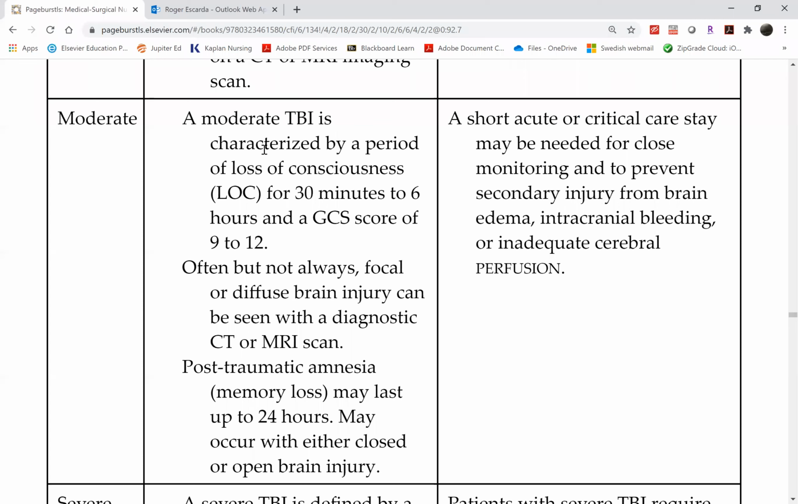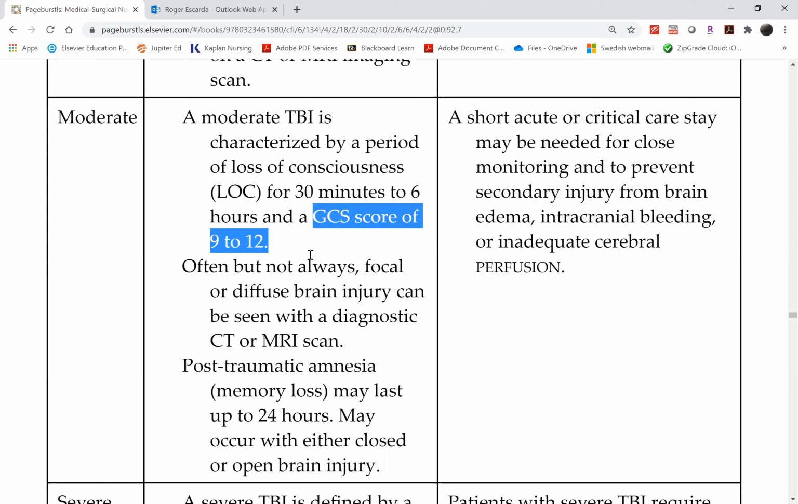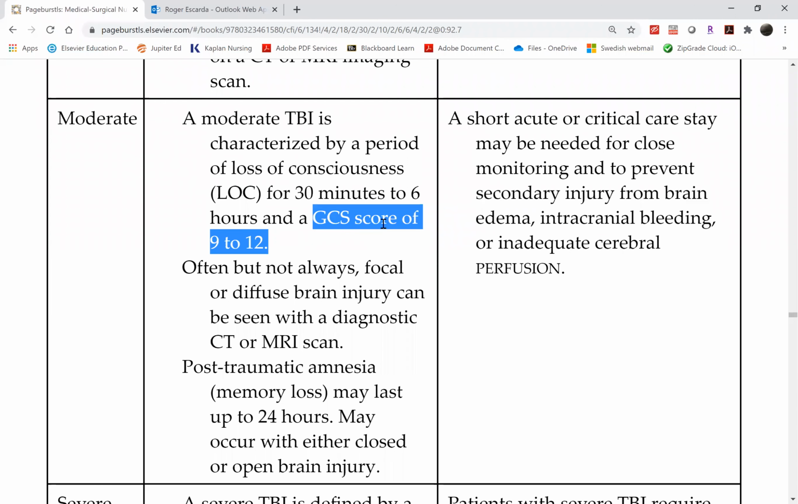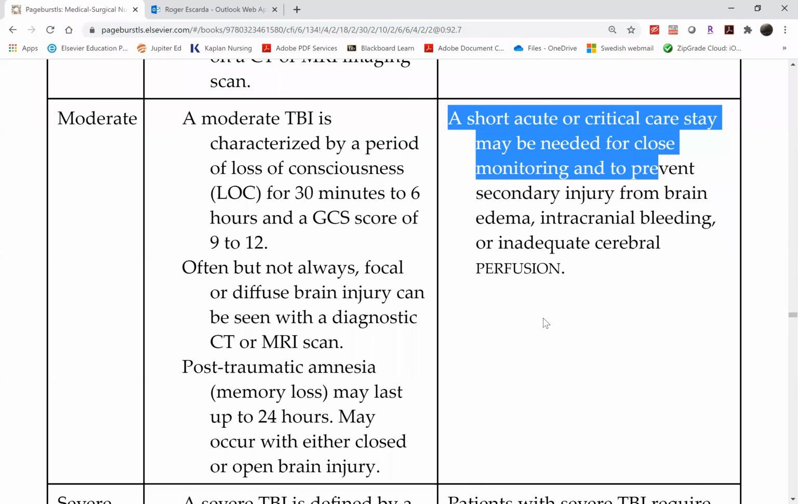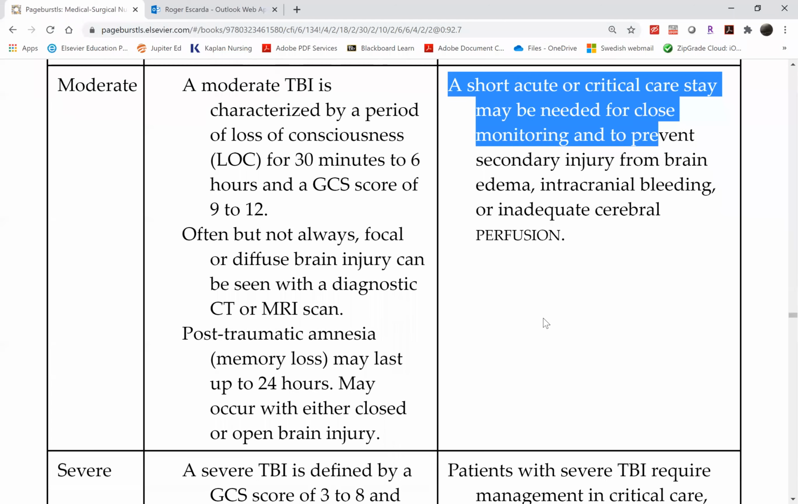In moderate TBI, loss of consciousness is definitely present, and it lasts from 30 minutes up to 6 hours. We'll discuss the GCS scoring later. That's 9 to 12, so that's a significant Glasgow Coma Scale score already. You lose up to 6 points because the perfect score is 15. We'll discuss it again, like I said, back in chapter 41. These patients will definitely be admitted for further monitoring, especially for the development of secondary injuries.